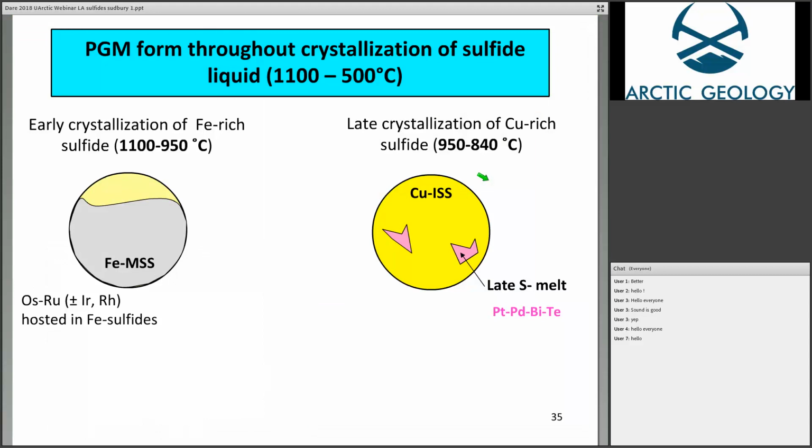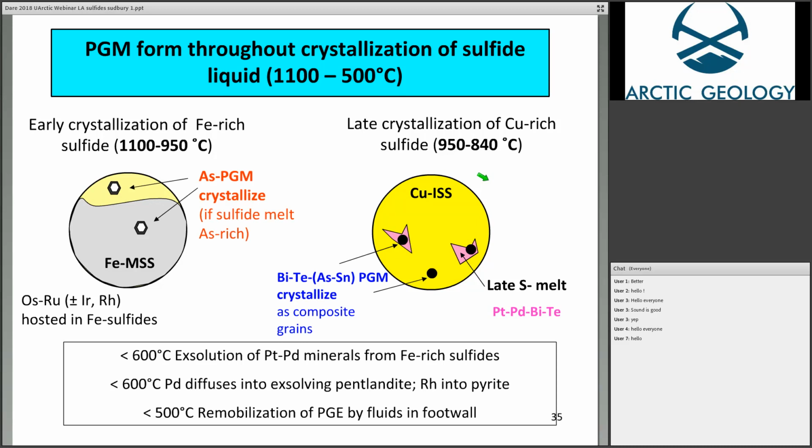So in summary, here we go. In summary, the platinum group minerals form throughout the crystallization of sulfide liquid. Let me just get all of this up. Start off with the iron-rich ore, which, if there's no arsenic in the melt, all the IPGE and palladium are hosted by the iron sulfide minerals, pyrite, pentlandite.